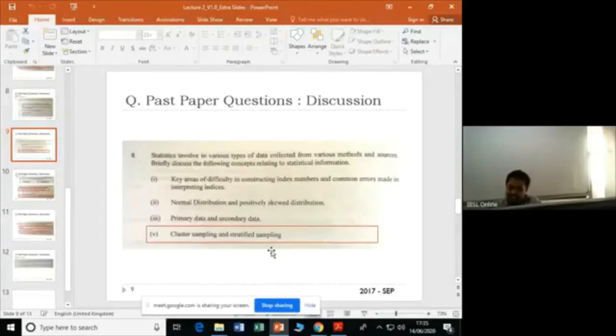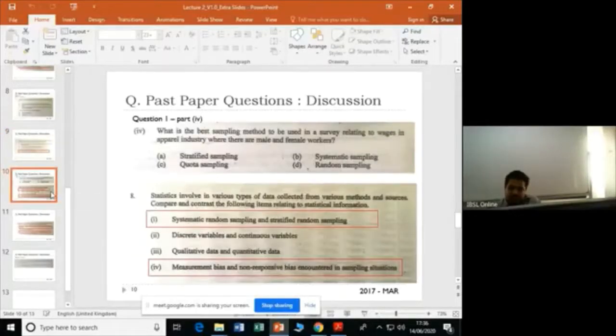That is where you have to be exactly careful. Here, these are very straightforward questions. 2017 March, you have one MCQ question. What is the best sampling method to be used in a survey related to wages in the apparel industry, where there are male and female workers? What do you think? Stratified, systematic, quota, or random?